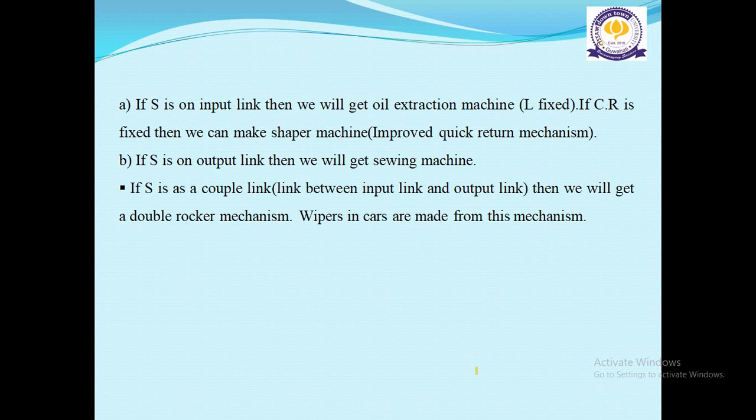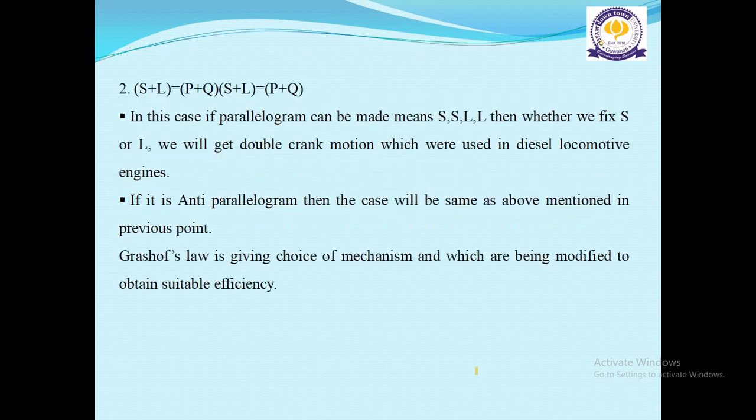If S is a coupler link between input link and output link, then we will get a double rocker mechanism. For example, the wipers in cars are made from this mechanism. Okay, point number 2, that is S plus L is equal to P plus Q.